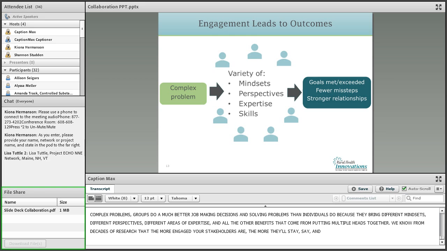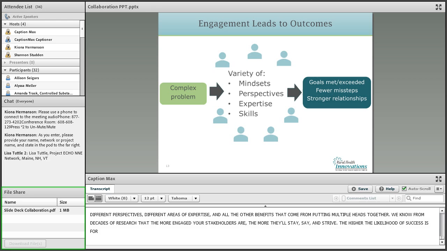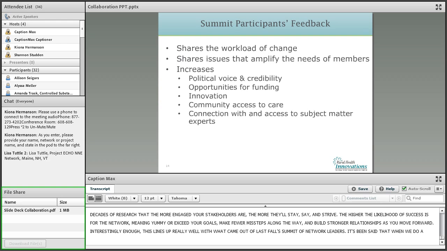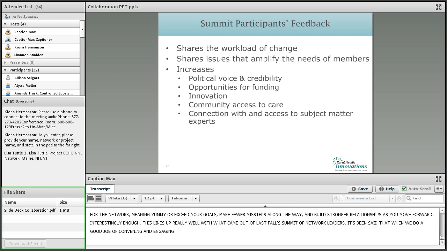Let's look at some foundational pieces. So what do we know about collaboration and engagement in groups? We know that effective collaboration is impossible without engaged group members. We know that when dealing with complex problems, groups do a much better job making decisions and solving problems than individuals do, because they bring different mindsets, different perspectives, different areas of expertise, and all of the other benefits that come from putting multiple heads together.